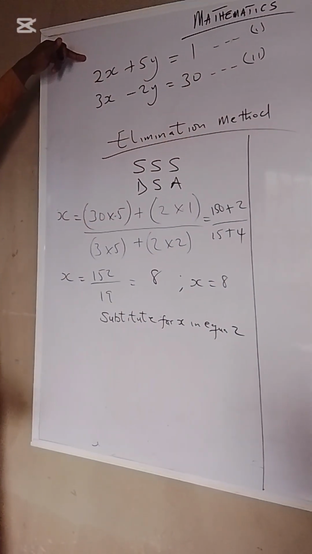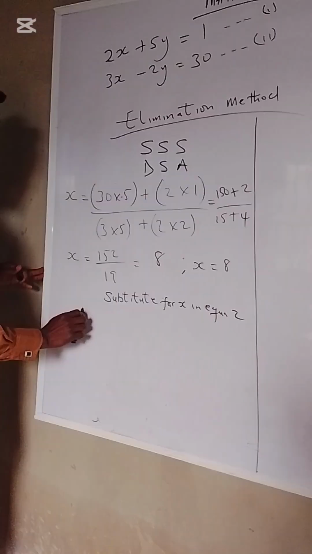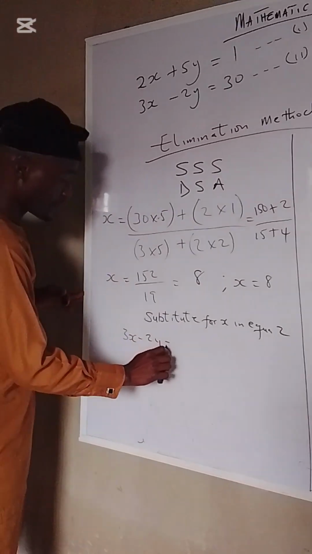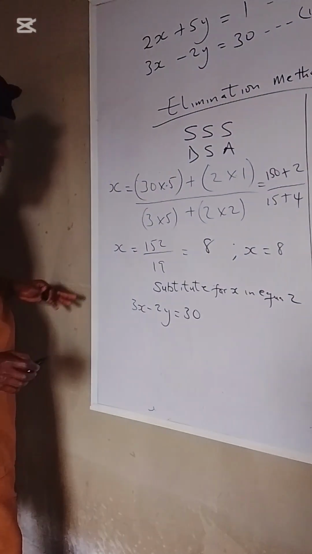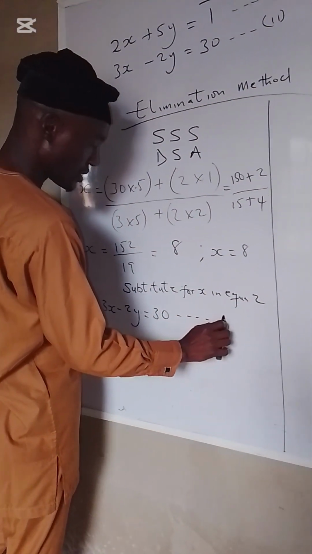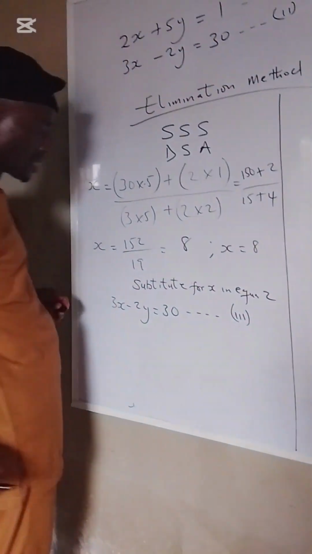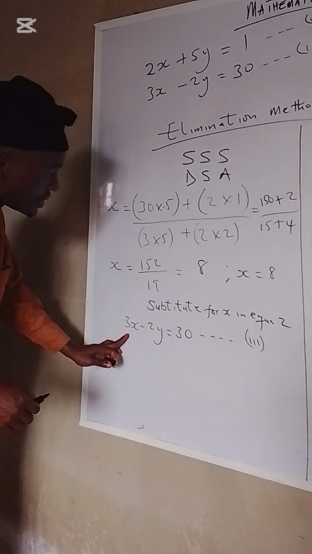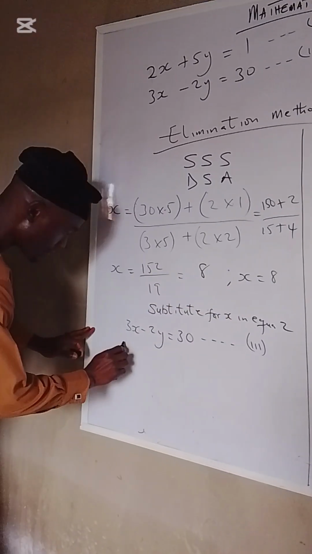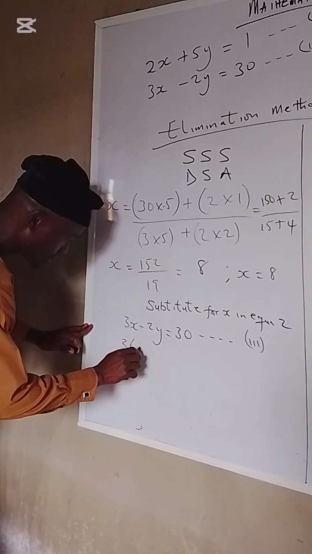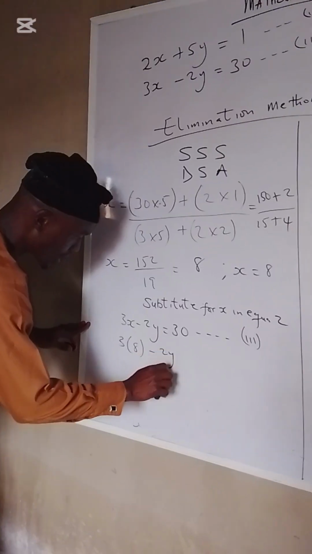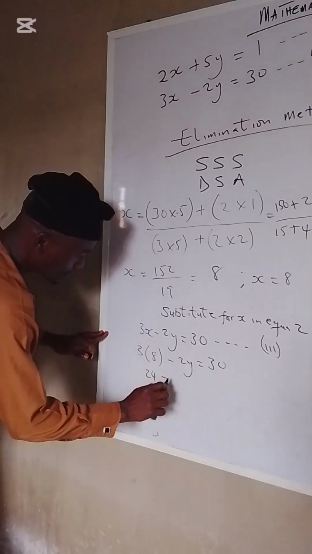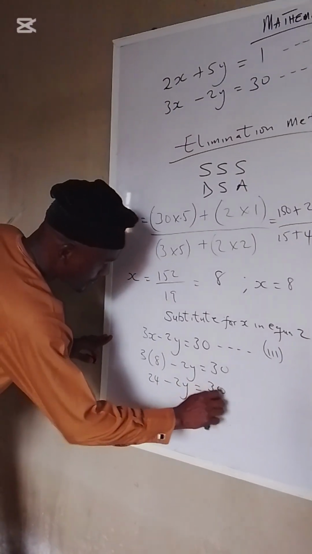If you like, you can use equation 1. So that will be 3x minus 2y is equals to 30. Are we following? You can call this one equation 3. Now, having done that, we replace this x with 8. That's the meaning of substitute. 3 bracket 8 minus 2y is equals to 30. So 3 times 8 will give us 24 minus 2y is equals to 30.